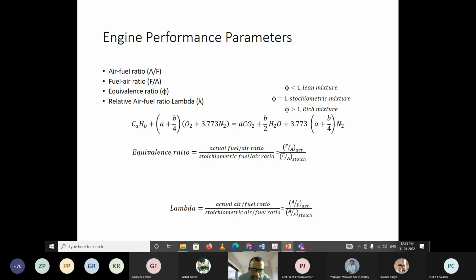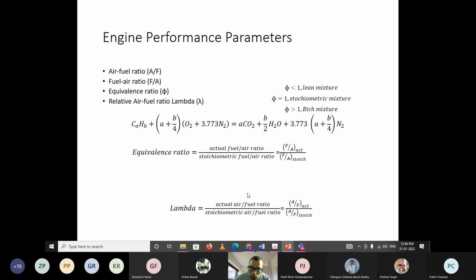If lambda is less than 1, or let us think about lambda greater than 1, there are two conditions. Lambda will be either 1, or less than 1, or greater than 1. Lambda equal to 1 means our actual air-fuel ratio and stoichiometric air-fuel ratio are the same, and the engine is running at the stoichiometric air-fuel ratio. In that case, lambda or equivalence ratio, both will come 1.